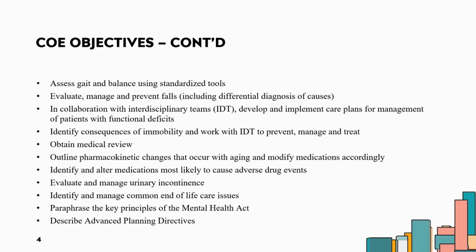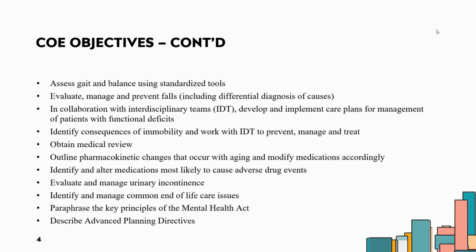We also need them to be able to assess gait and balance, and they do need to understand some basic standardized tools. Evaluate, manage, and prevent falls, including a differential diagnosis as to why people are falling. With an interdisciplinary team to develop and implement care plans for the management of patients with functional deficits. Identify consequences of immobility and work with your interdisciplinary team to prevent, manage, and treat that. Do a medication review, I think is what that's supposed to say, and outline the pharmacokinetic changes that occur with aging and be able to modify medications secondary to that.